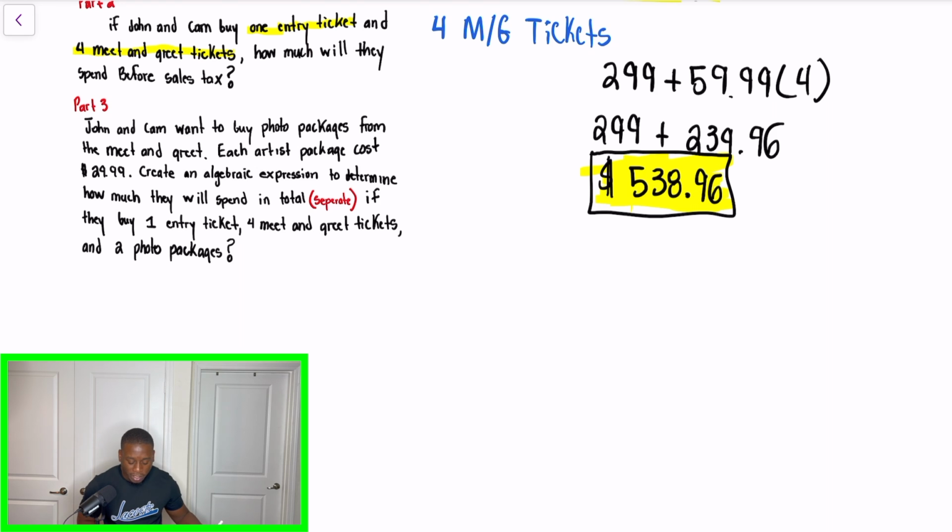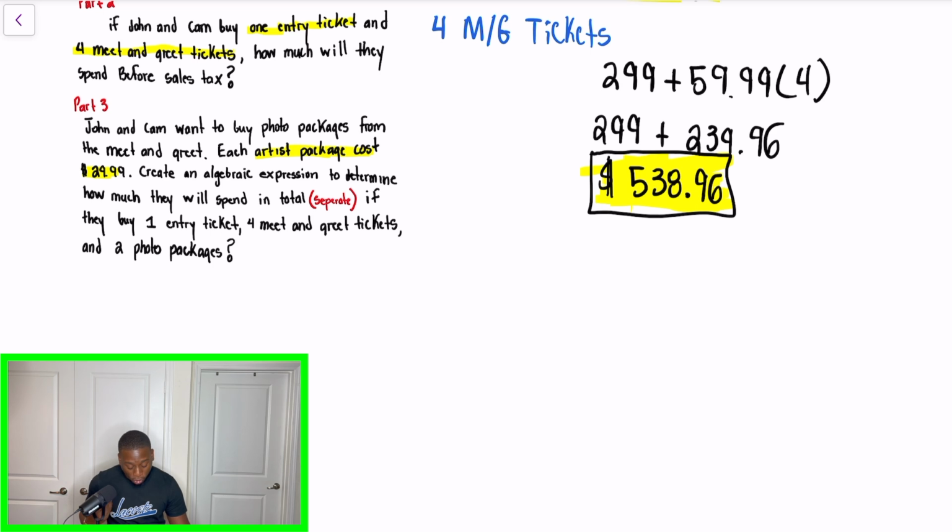So part three says that now John and Cam want to buy photo packages from the meet and greet. This sounds like a really good trip. So they got into Rolling Loud. They're going to meet and greet some of the artists, and now they're getting photo packages of those artists. I'm kind of jealous. All right, so it says each artist package costs $29.99. So let's just highlight that, right? Each artist package costs $29.99.